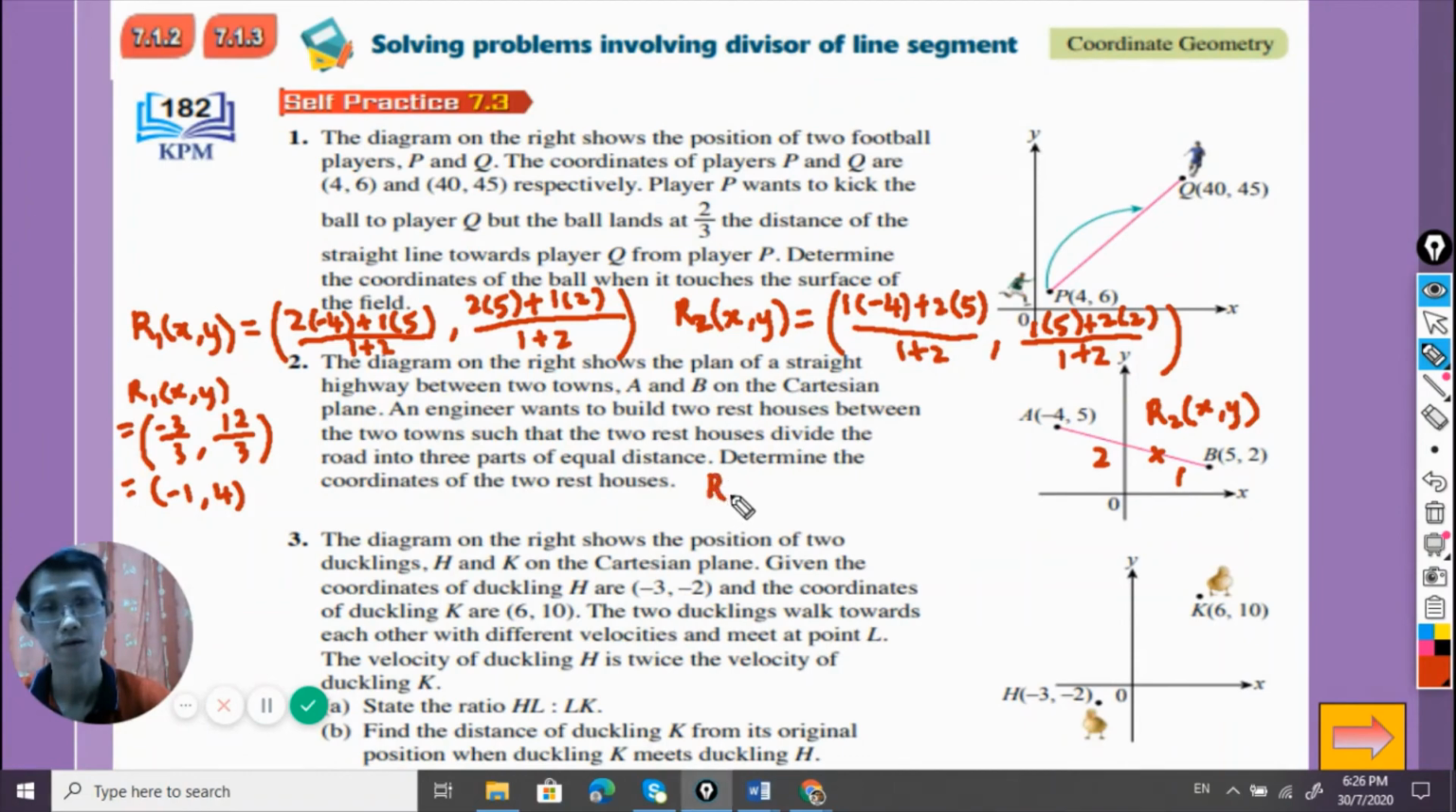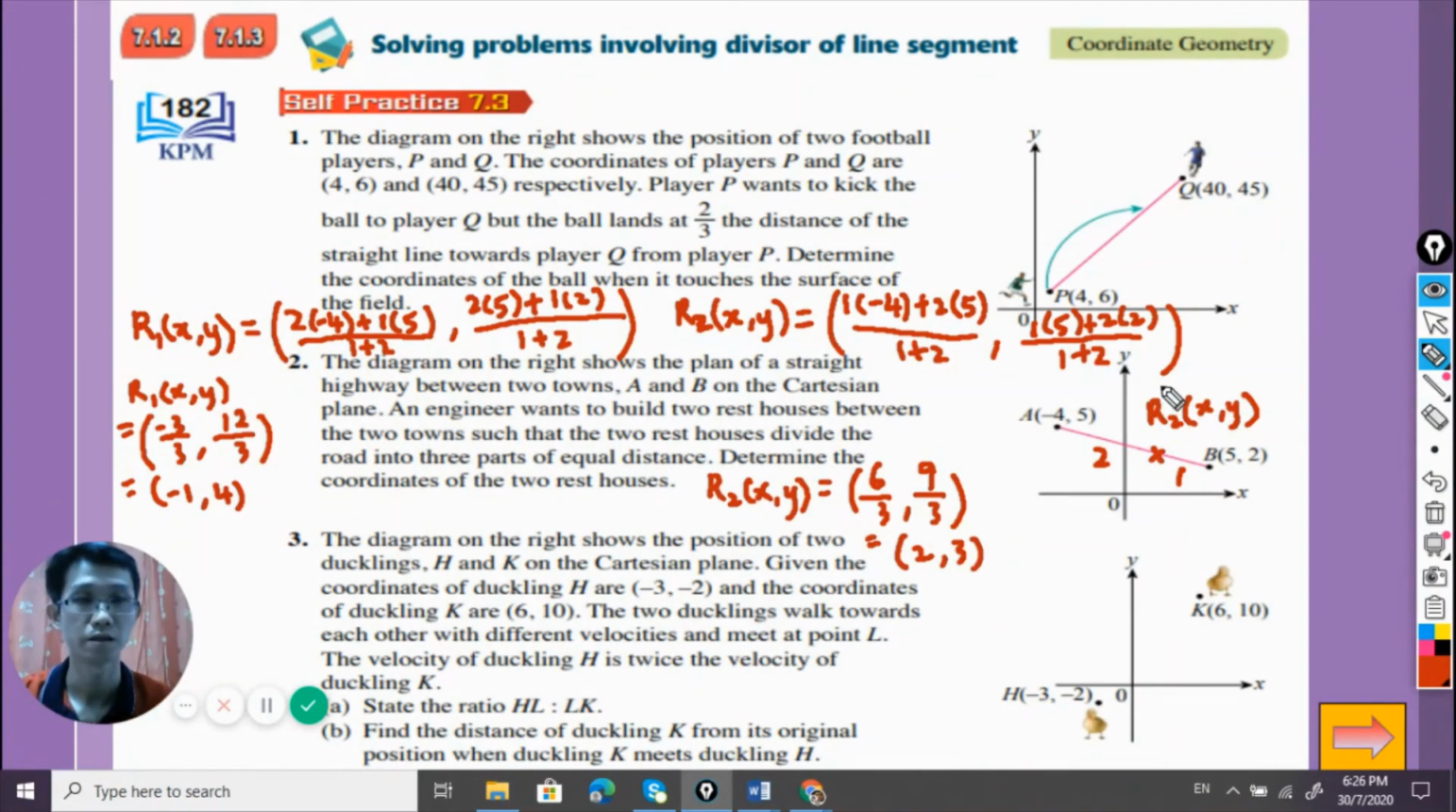So simplify this: you will get negative 4 plus 10, so it's positive 6 over 3, and here 1 times 5 plus 4, so it's 9 over 3. So in the end you will get 2, 3 as the coordinate for the second rest house. So the problem is done and solved. Okay, so that is for question 2 in skill practice 7.3.